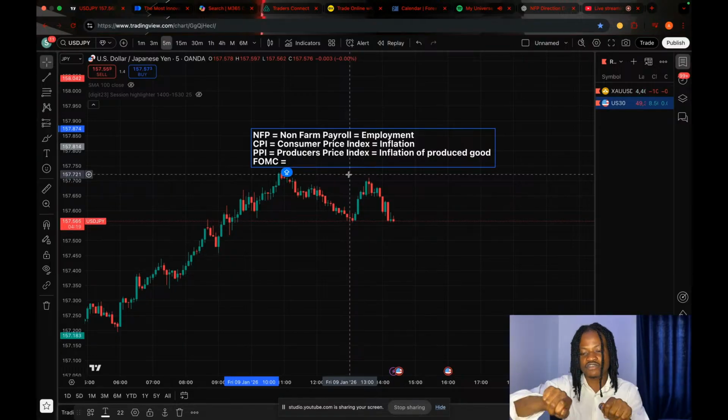So the FOMC actually controls these knobs, and that's where you see interest rates, this one, that one. That's where you see economic projections and stuff like that. I'm not going to go into depth with all of those things, but that's basically what it is.